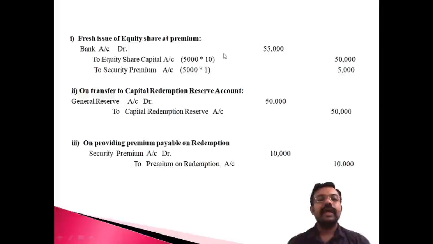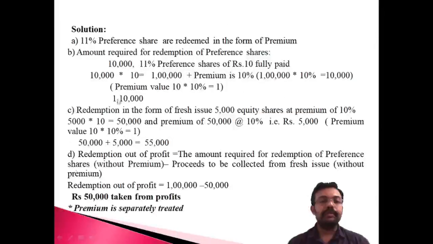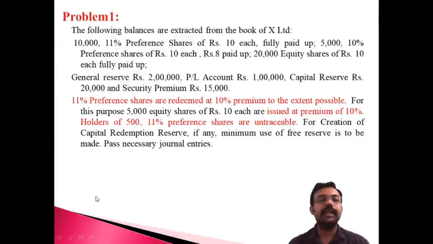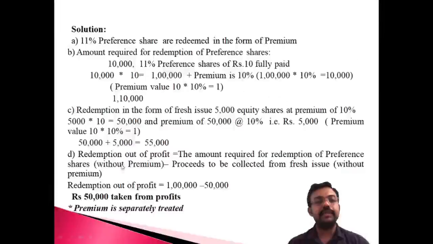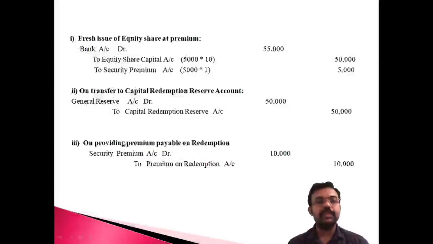And the balance amount, we are taking the 50,000 from the profit. Then we can see that we have enough reserve. General reserve 2 lakh, profit and loss account 1 lakh, capital reserve 20,000, security premium 15,000. So enough reserves. You must consider the general reserve first. So take the amount from the general reserve. 50,000 is taken from the profit. That means transfer to the capital redemption reserve. That is the journal entry.